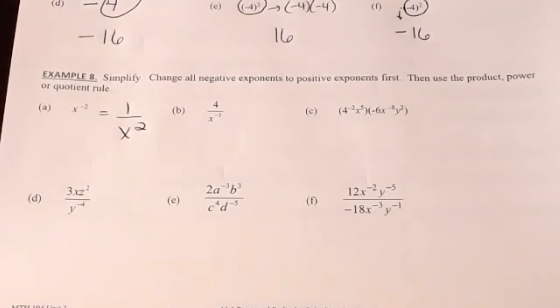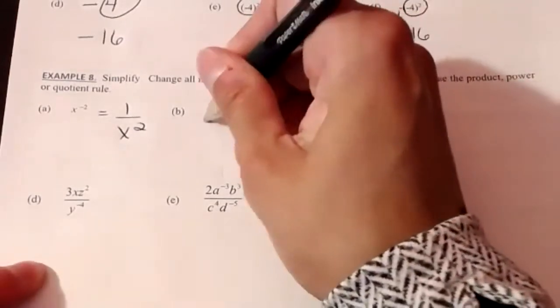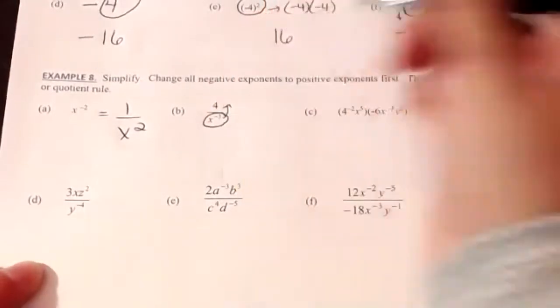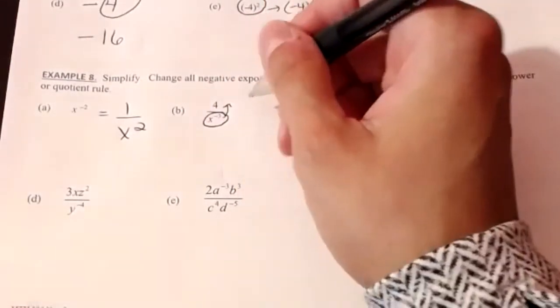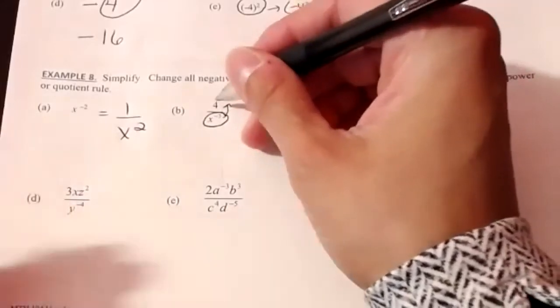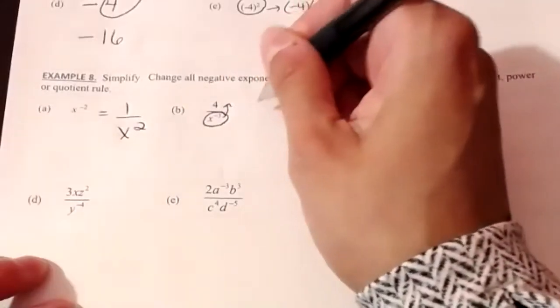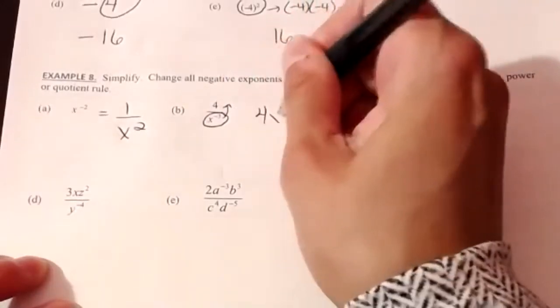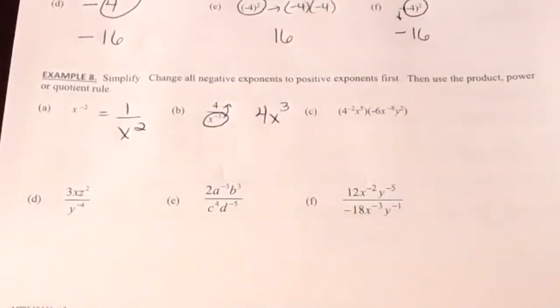Someone else take part B. 4x to the third. Yes, Shane takes this because x to the -3rd will move up to the numerator, and he knows that that means it's going to be attached to 4 by multiplication. So this becomes 4x to the 3rd as your final answer. Shane, you are also all set. So Jose, Shane, you're done.